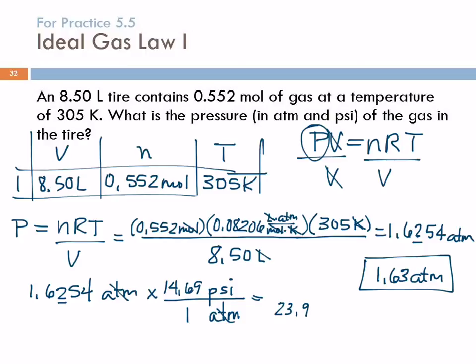23.9 PSI. So the pressure inside that tire is 23.9 PSI. You probably need to add some pressure to that. If it's a car tire, they usually are a little higher than 23. More like 35, a lot of them. Bike tires, 60 to 90. Put too much pressure in it, you'll blow it up.